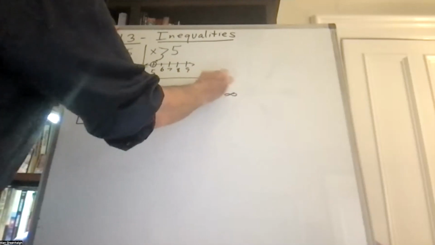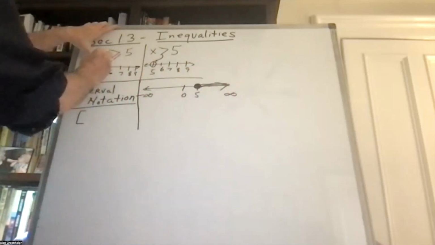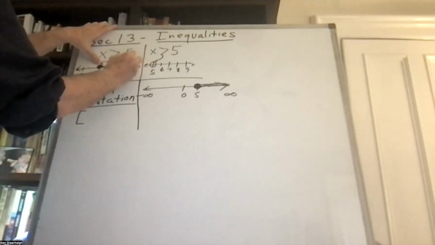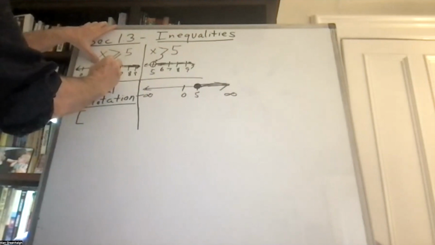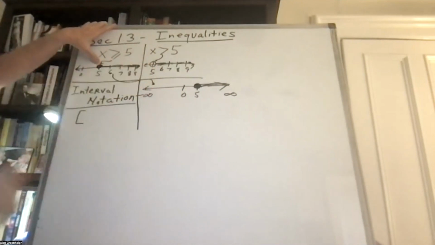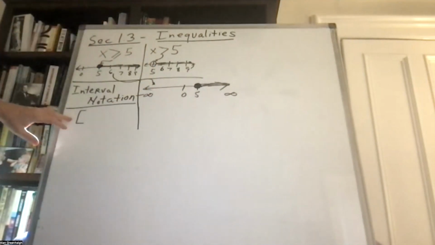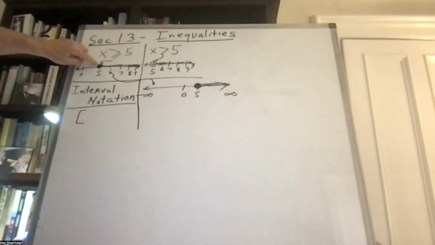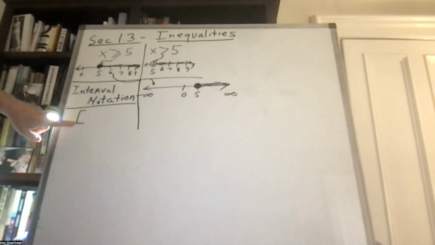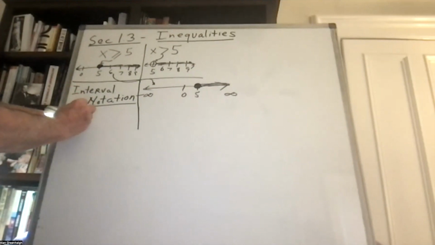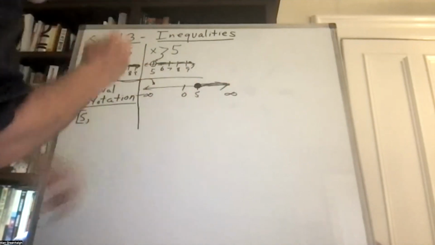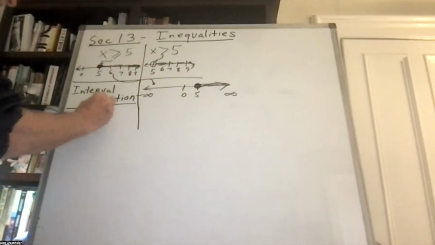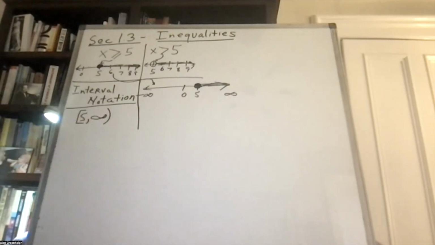This is what it looks like. This goes like this. So this could be written like that. And this is interval notation. This shaded in circle has a bracket. And we put the 5. And then it goes all the way out to infinity. So we put infinity and we use parentheses.